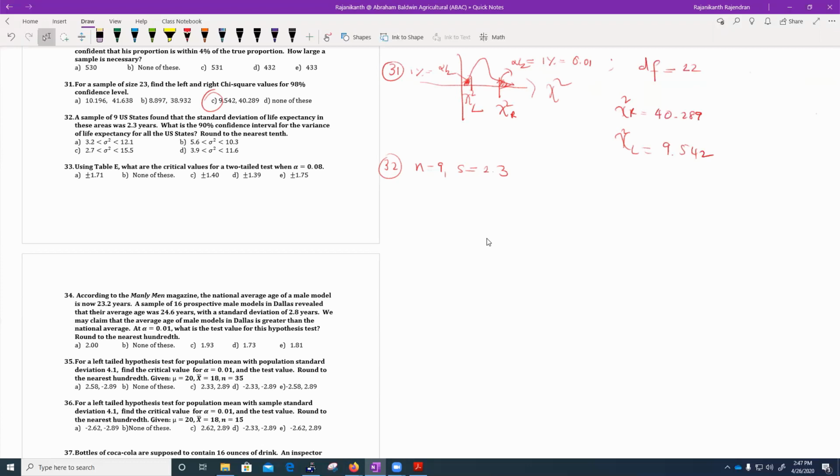Remember the formula we have. The variance interval formula was n minus 1 times s squared over chi squared right, and this side n minus 1 times s squared over chi squared left. First figure out chi squared right and left. So what is my confidence level for this problem? The confidence level for this problem is 90%. Therefore, this is 5%.